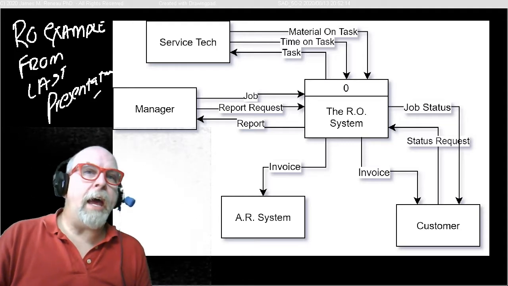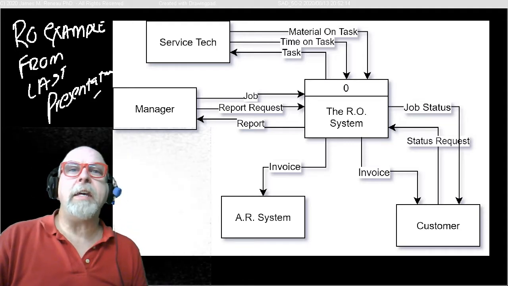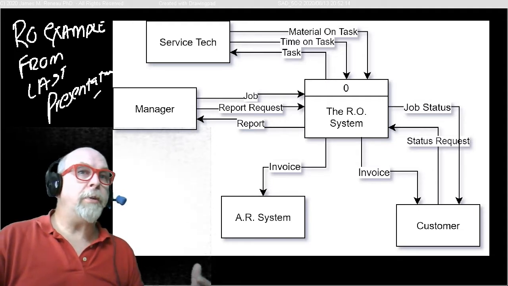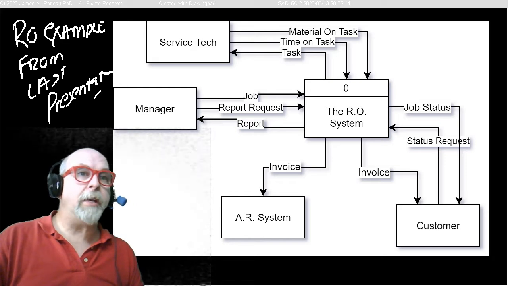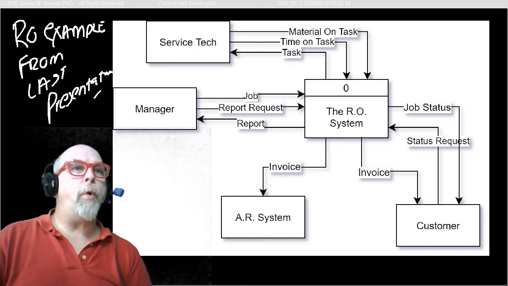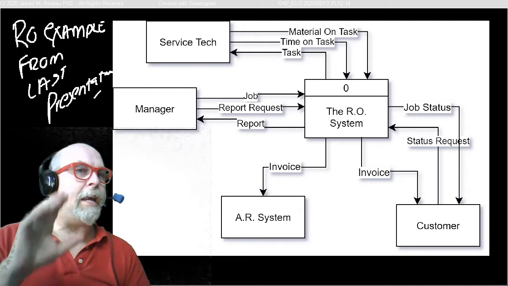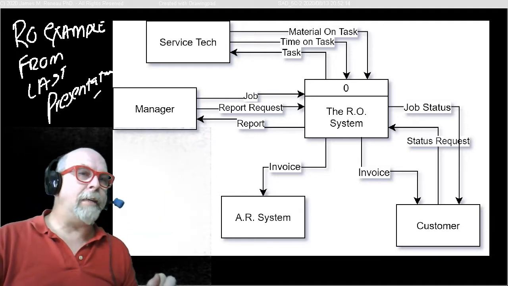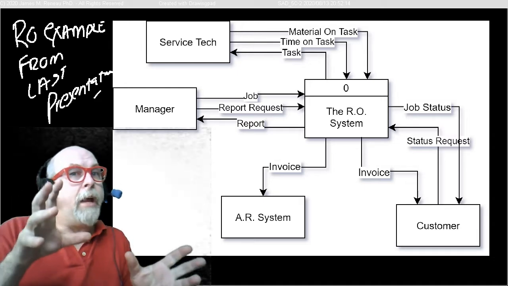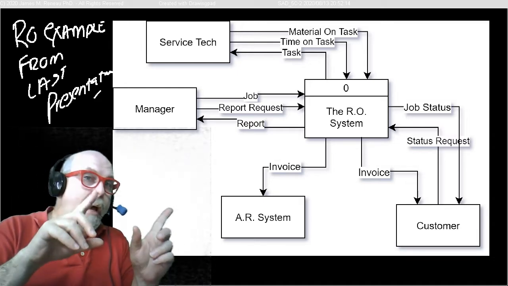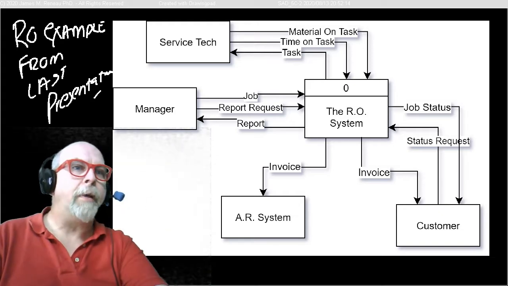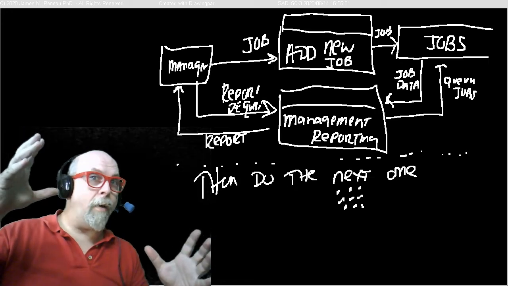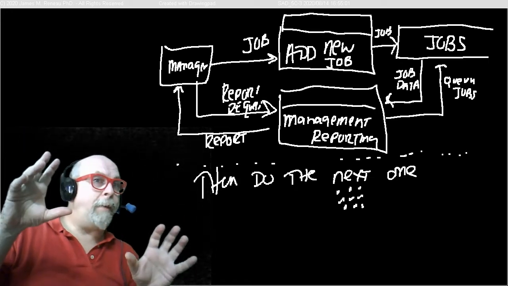So an example that we had in our last presentation was the repair order system, where we had a repair order with service techs and managers and customers and accounts receivable system. So what I'm going to do is take this repair order system and delete the process in the middle, and create the processes that make up the whole system. Now, because that's going to be a very complex diagram, I'm just going to take a little fragment here.